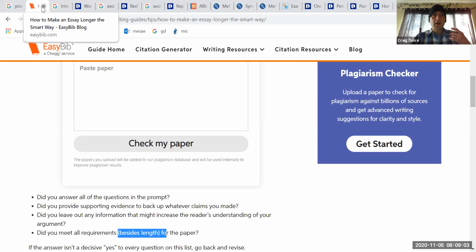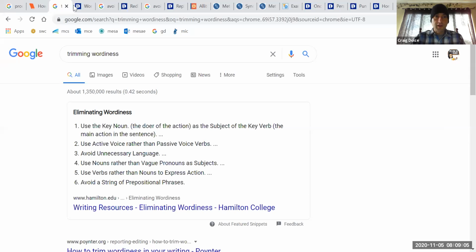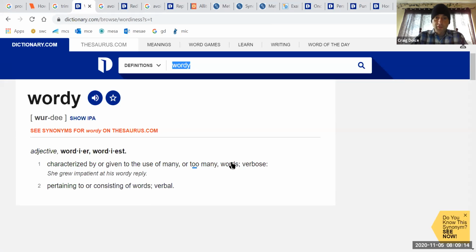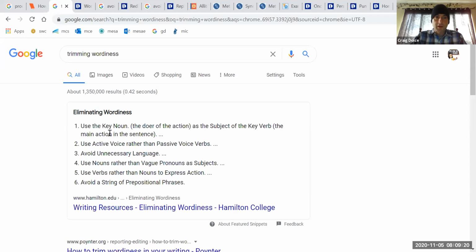Now, what do I mean when I say trimming wordiness, right? I'll include the definition of wordy on the page where the video is posted if you want to click to it. Too many words, verbose, right? Verbose, when you're using too many words. So make sure that you eliminate wordiness. How do you do that?